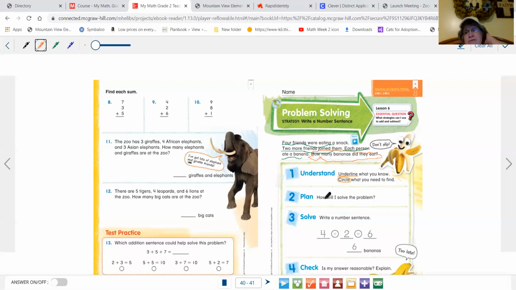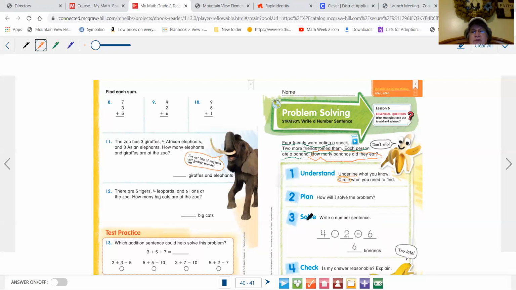Then we have to come up with a plan to solve. We looked at our underlined information, what we've circled, and we know that once again, based on that word joined, we're going to add those together. So I take my 4 friends plus the 2 more friends, add it together, and it equals 6 bananas.